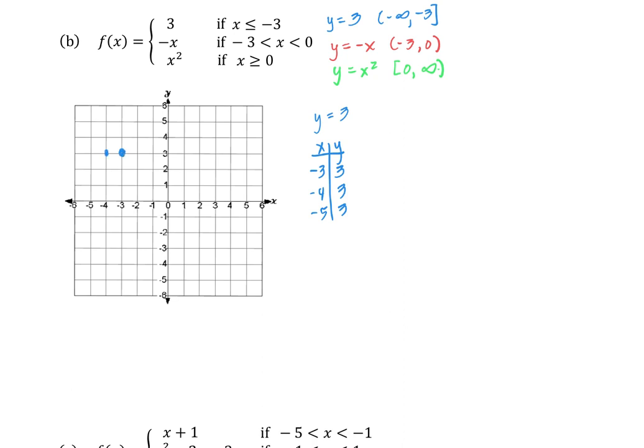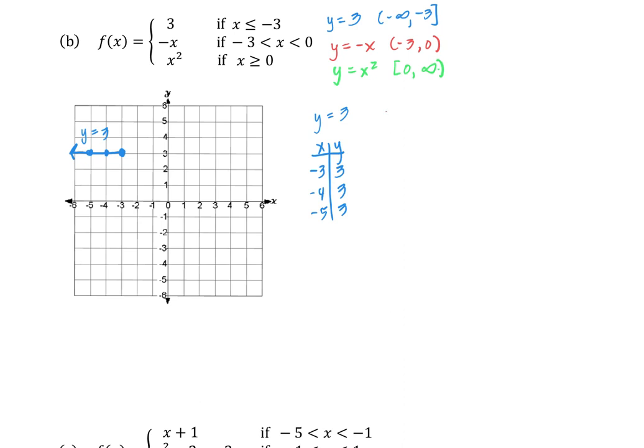-4, 3, again, you didn't have to do all these points. If you realize this is just a horizontal line, you would have your starting point and you could just draw your horizontal line. I'll go ahead and label this y equal to 3.